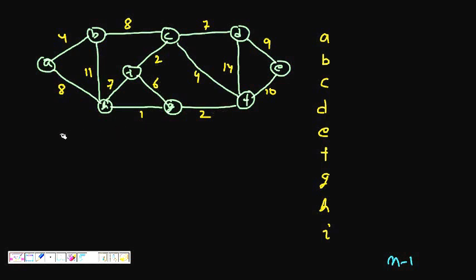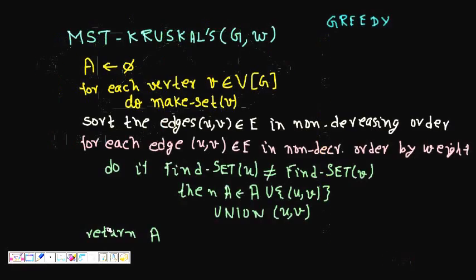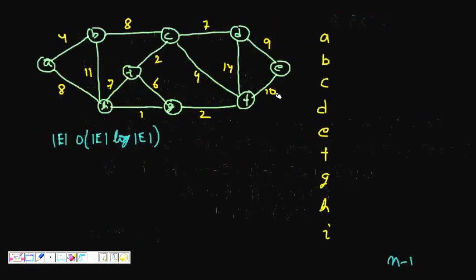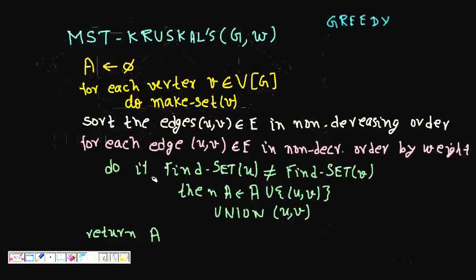And in sorting, if you have E number of edges, mod E, then it is O of E log of mod E that is required for sorting. So now what happens is, we sort, and then we build a forest. That is, we make some sets. And what is that set initially? It is all the vertices, each is now a set. So this is what we do.